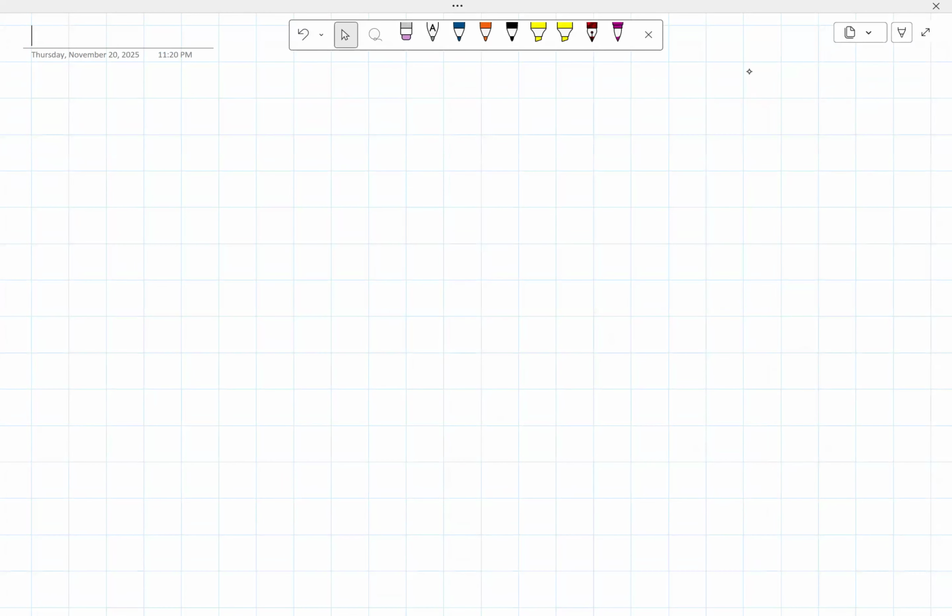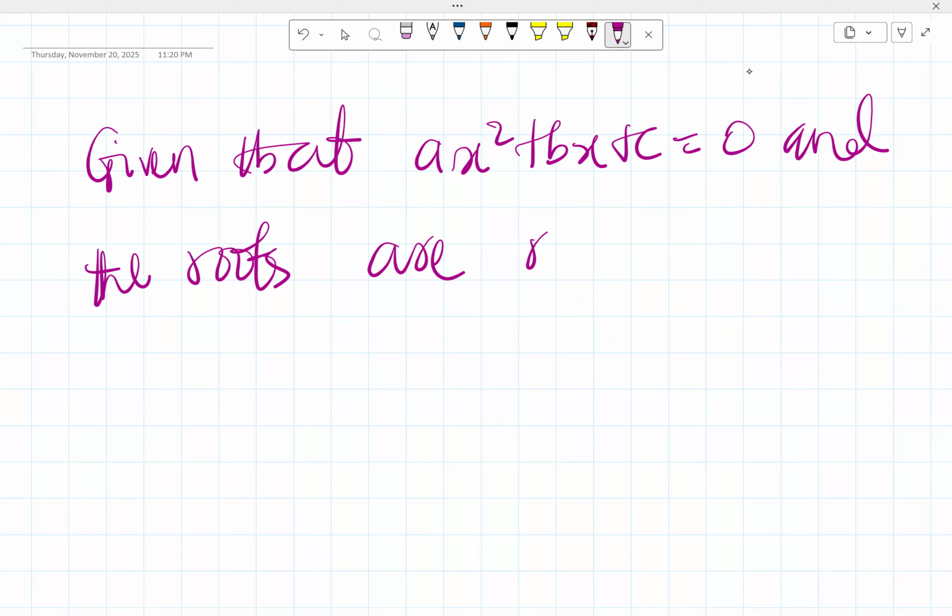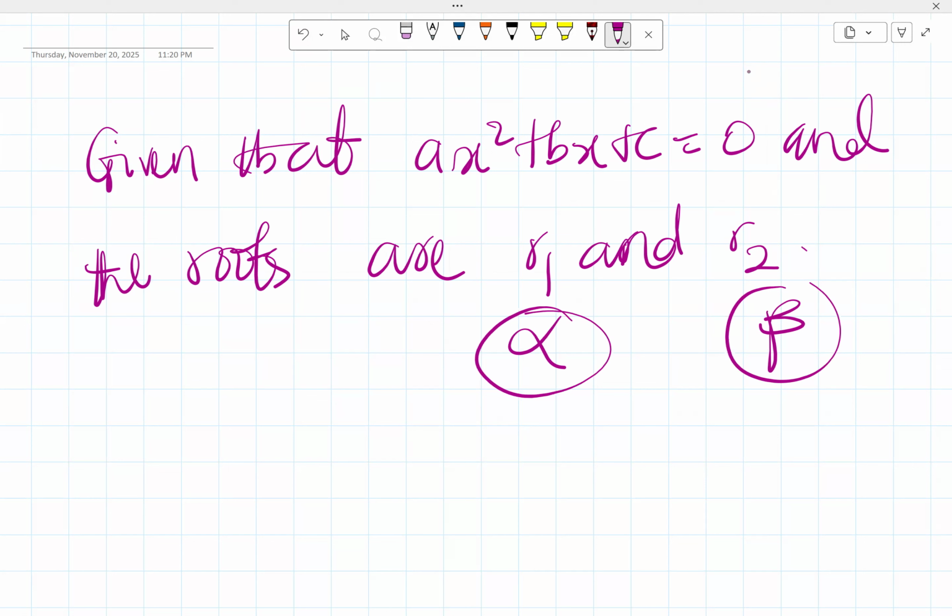So once you derive Vieta's formula, that's basically what this is about. Given that ax squared plus bx plus c equals 0, and the roots are r1 and r2. Now, this r1 and r2 are what some other people may know as alpha and beta. You can pick any two. In my undergraduate days, we used alpha and beta a lot for this.